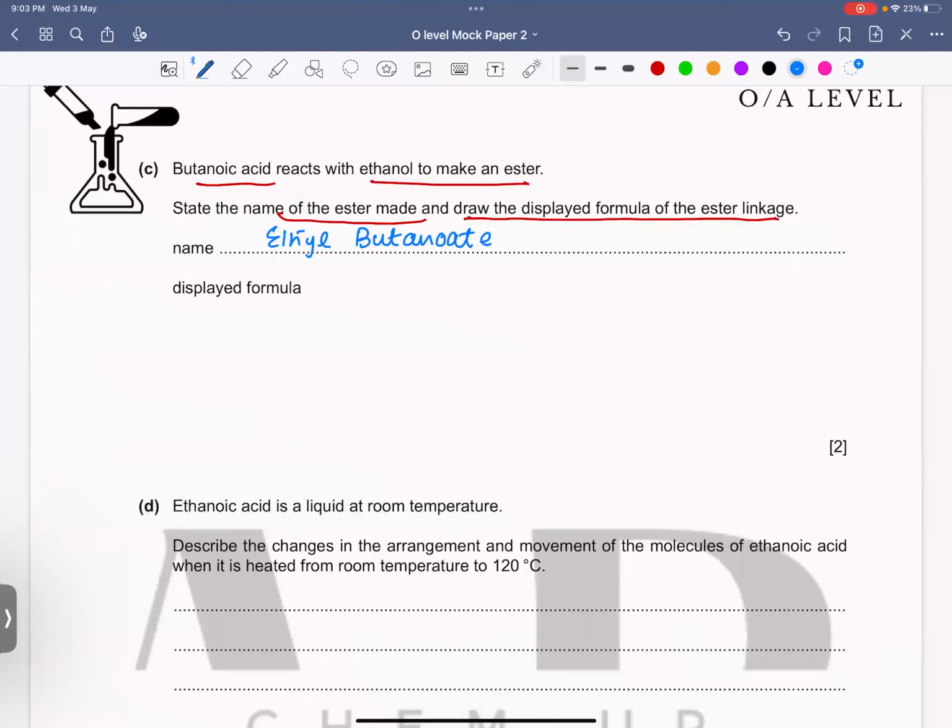Now the displayed formula. So ethyl has 2 carbons. The first carbon has 3 hydrogens. The second carbon has 2 hydrogens. So that becomes ethyl. Then for butanoate, an O, then a C double bond O, then C, C, and C. Now that is a butanoate. Now put the hydrogens on each carbon. Is this clear to everyone?